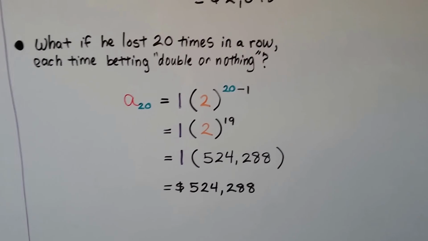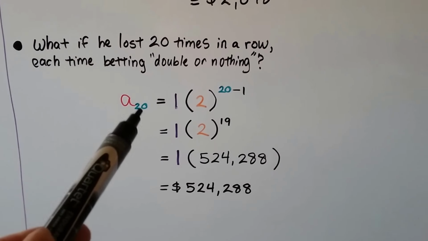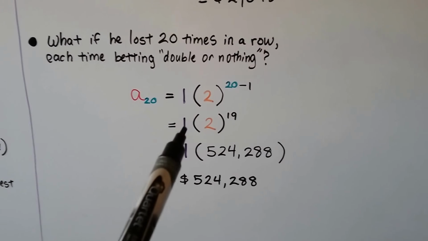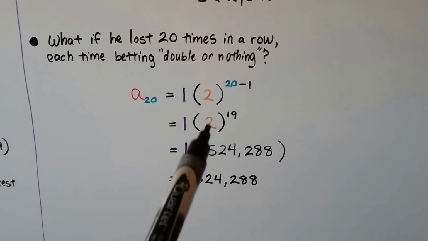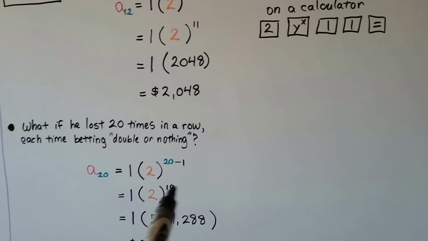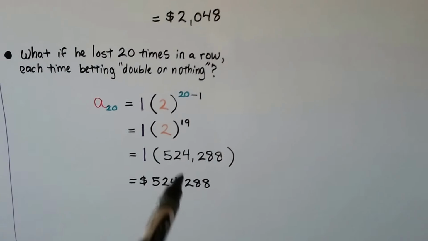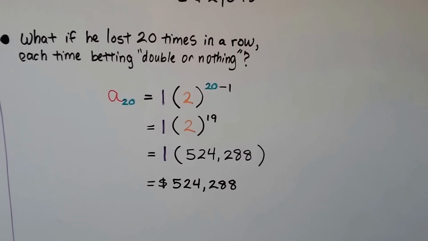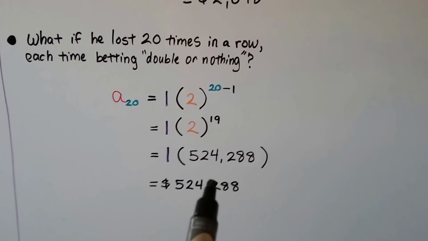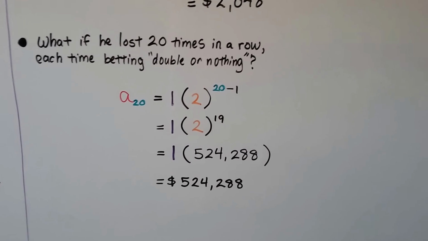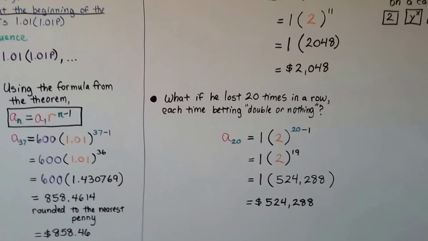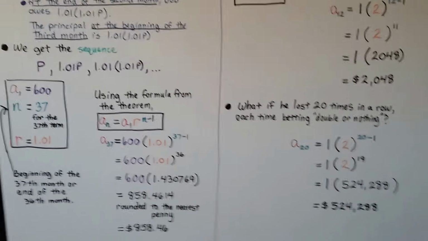All right? Now, here's some more fun. What if he lost 20 times in a row? Now we have A sub 20. Now we have 20 minus 1. Our ratio is 2. A sub 1 is 1, isn't it? That's going to give us 19. We enter 2, we hit that y to the x button, we put in 19, hit the equal sign, and if he lost 20 times in a row doing double or nothing on the flip of a coin, he would lose $524,288. Yeah.